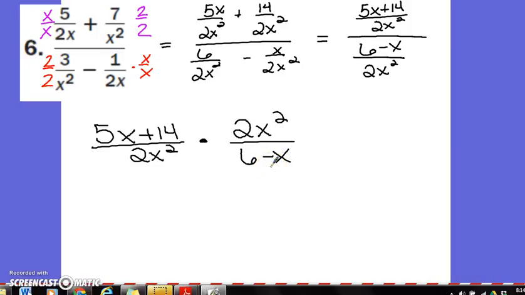See if you can reduce and or simplify. 2x squareds cancel out. They absolutely do. Which leaves us with what? 5x plus 14. What would happen if I wrote it like this? It'll just be on my bracket. It'd be a standard form.